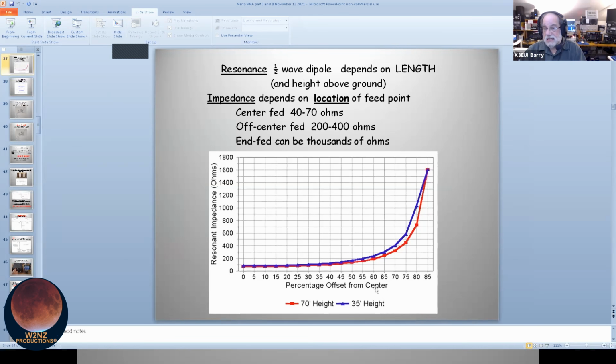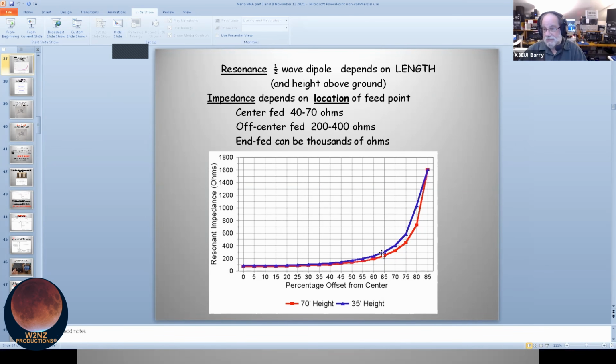There's a very famous antenna now called an off-center fed dipole. If you feed it off center about 2/3, now the impedance is about 300 ohms. So in other words, with a given length wire, the impedance, not the resonant frequency, depends on where I feed it. What if I end feed it?